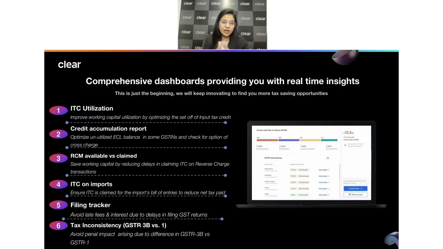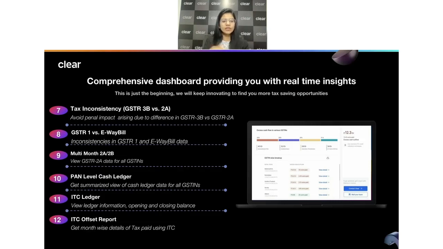And not only this, post facto also it will give you all these reports where you may save on working capital also. Sometimes you think, okay, this is not going to impact my ITC, right? But this may impact your working capital, so it will also highlight certain things where your working capital can be saved. So these are certain insights which you may always get using this dashboard, where you may get the ITC utilization report, the credit accumulation report, the RCM claim versus available, the ITC on import part, the filing tracker, if there is some tax inconsistency. So all of this you can see in this particular dashboard.